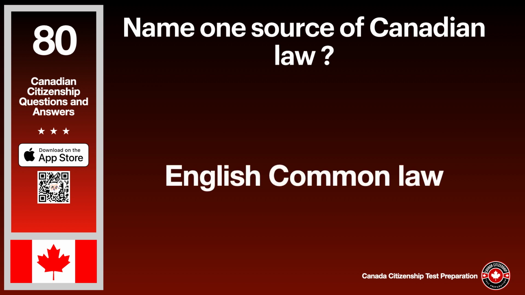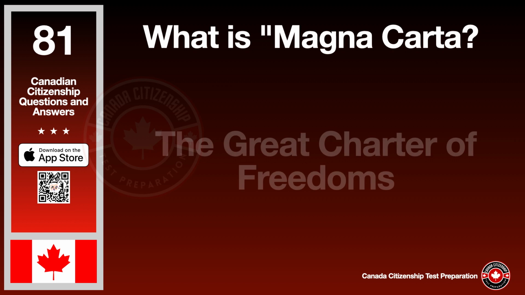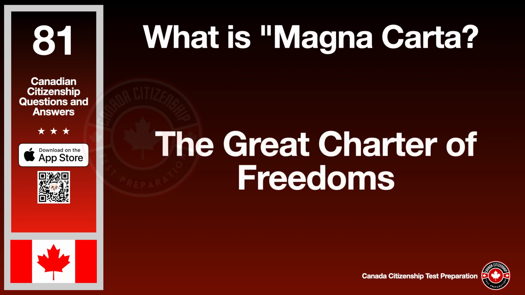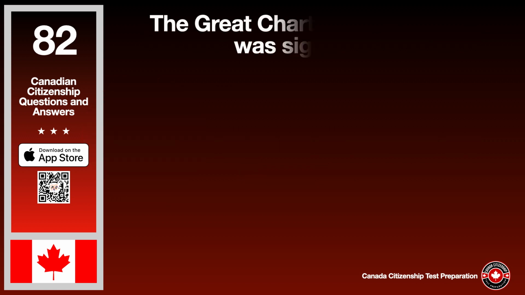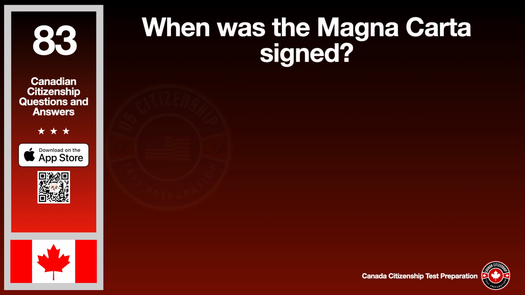Name one source of Canadian law. The answer is English common law. What is Magna Carta? The answer is the Great Charter of Freedoms. The Great Charter of Freedoms was signed in? The answer is England. When was the Magna Carta signed? The answer is 1215.